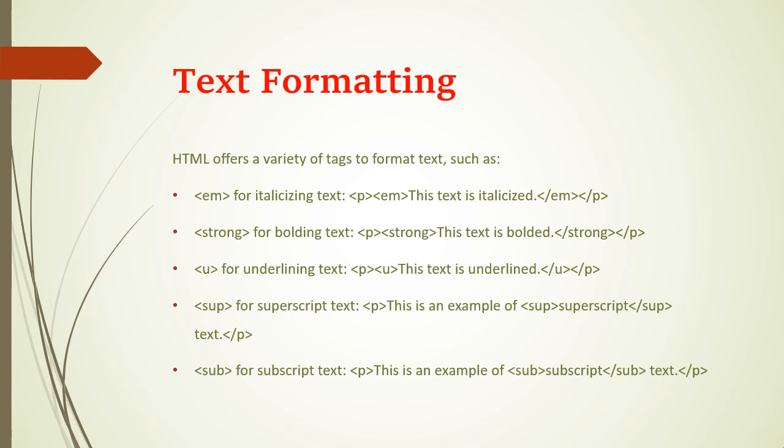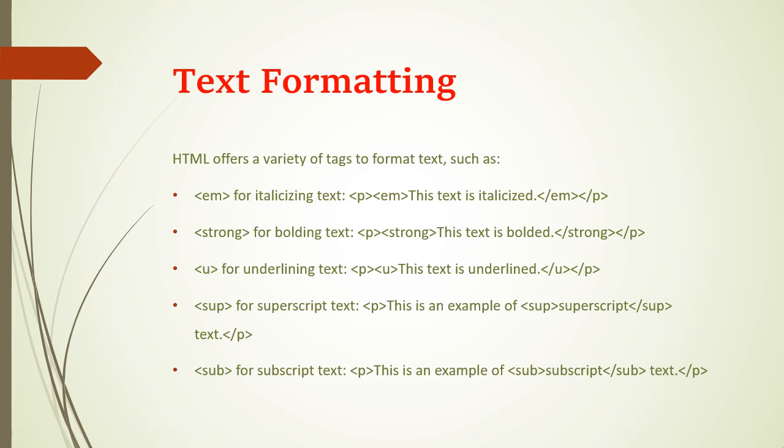The EM tag is used for italicizing the text. We can see the example here, where we use the paragraph tag. Starting from the paragraph tag, we write a paragraph: this text is italicized. It means the EM tag is used for italicizing the text. So we use the EM tag and we close it with the EM tag.